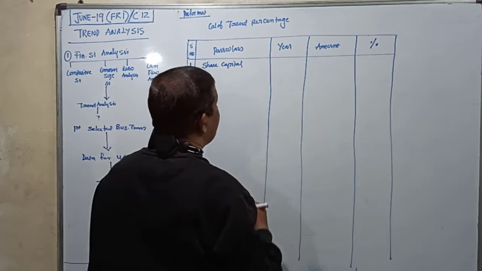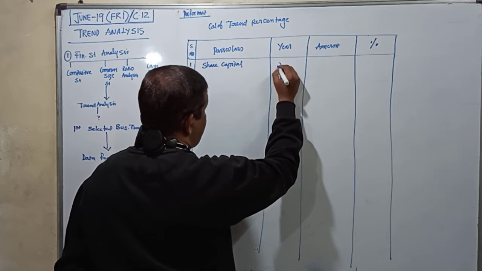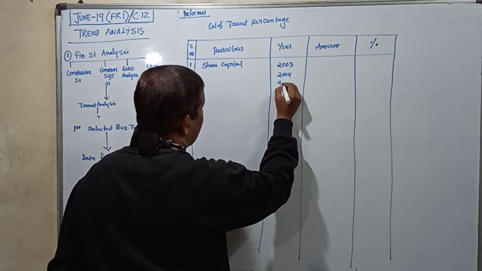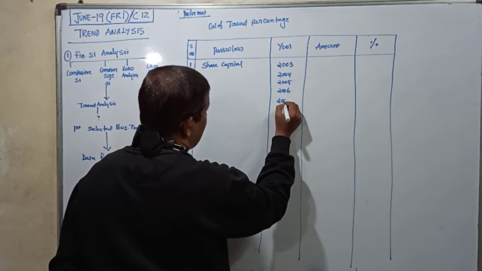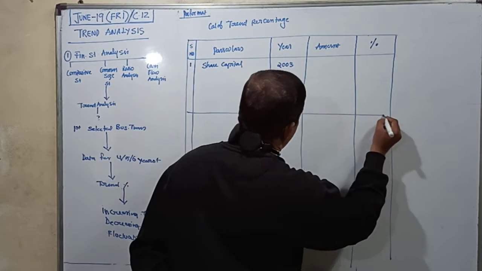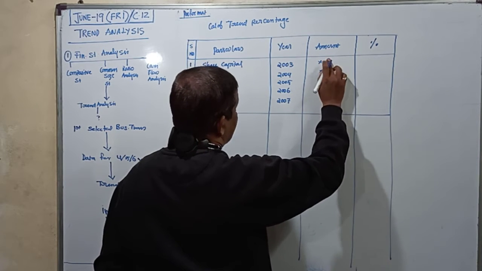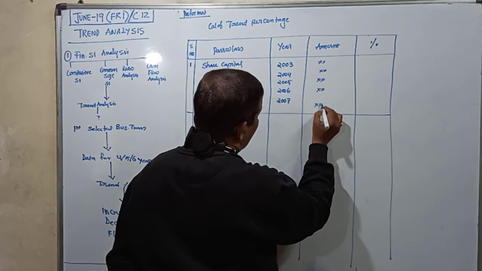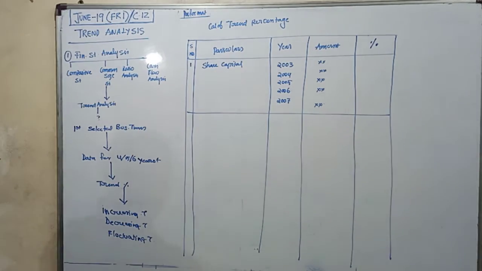I take the data for a couple of years. Say I have taken the data for say 2003, 2004, 2005, 2006, 2007. So I have taken the data for 5 years. Then I take the amounts of share capital for the respective years, and now I calculate the trend percentage.